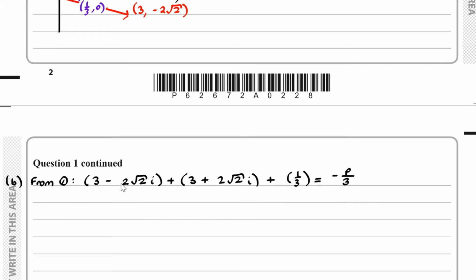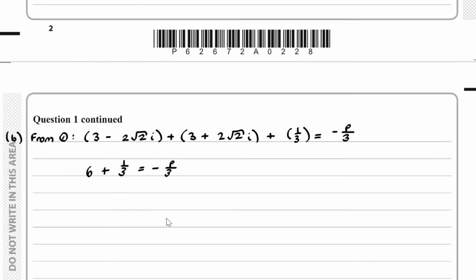So here, the minus 2 root 2i and the plus 2 root 2i cancel. So we've got 3 plus 3, which is 6. So we've got 6 plus the third. This is equal to minus p over 3. So if I multiply through by 3, we've got 18 plus 1 equals minus p. 19 is equal to minus p, and therefore p is equal to minus 19.